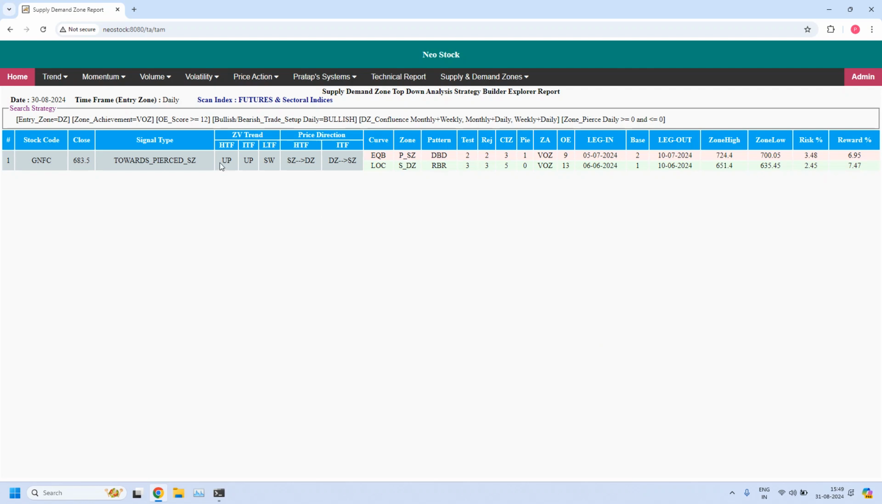That is having LTF, ITF, HTF confluence, and the HTF trend is also up. Why? What is the advantage? We can look for EMA confluence, because the weekly zone and daily zone are part of the monthly zone. That is what zone confluence is. Because our entry zone is part of the monthly, if the monthly is having EMA confluence, that could be a high probability trade setup.